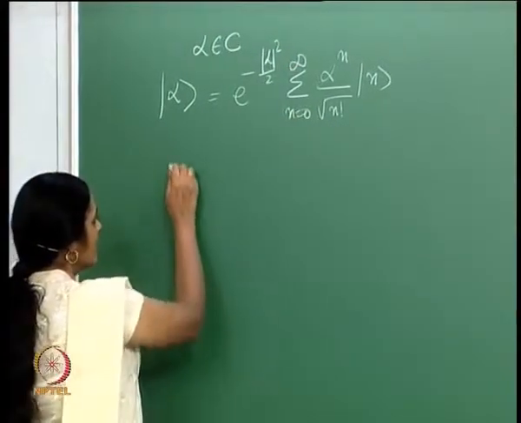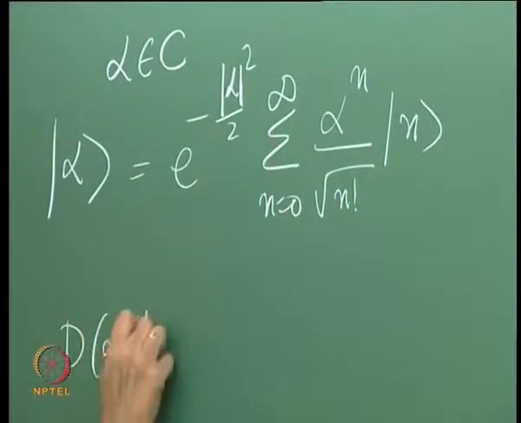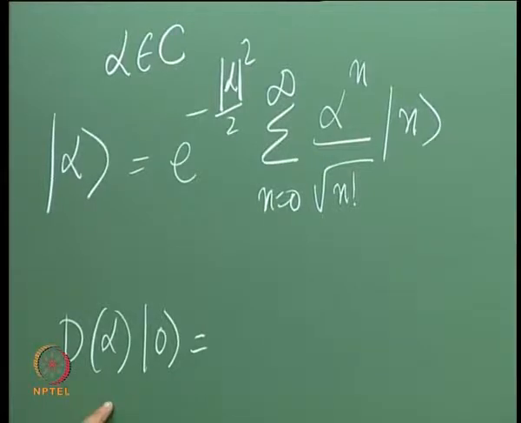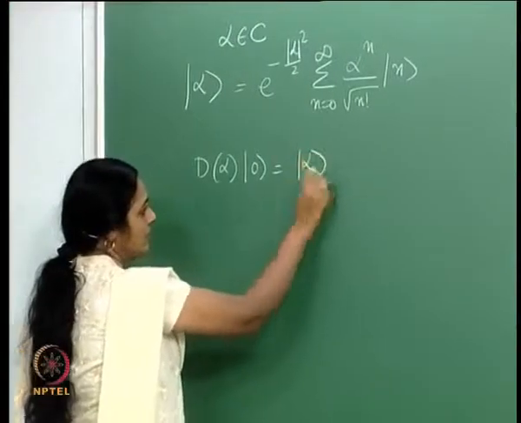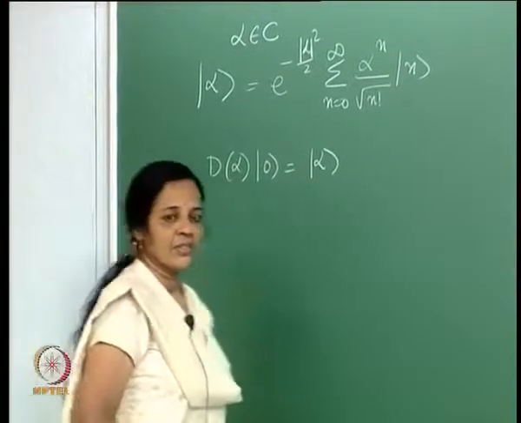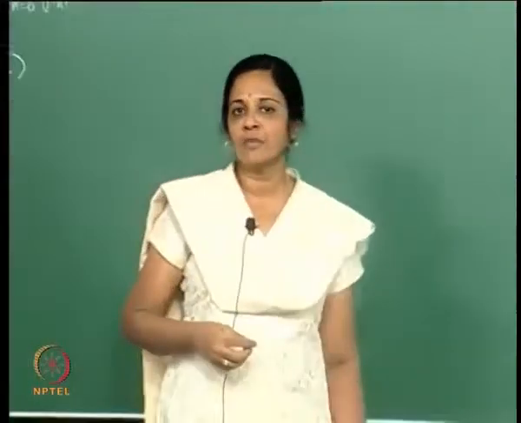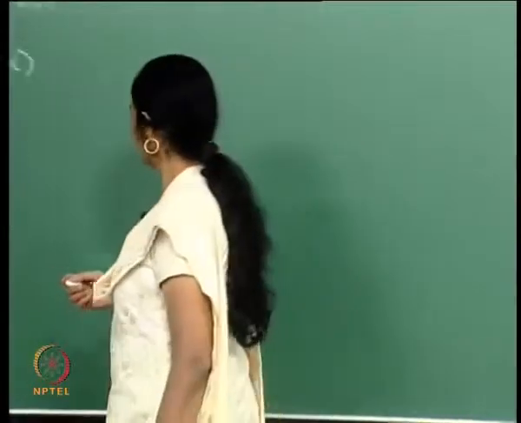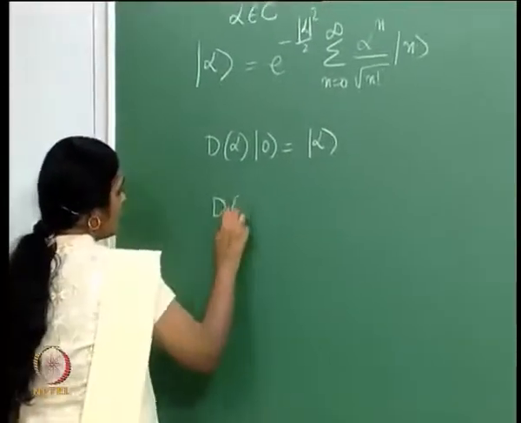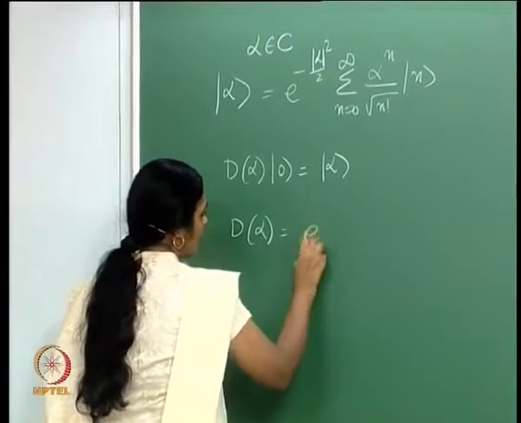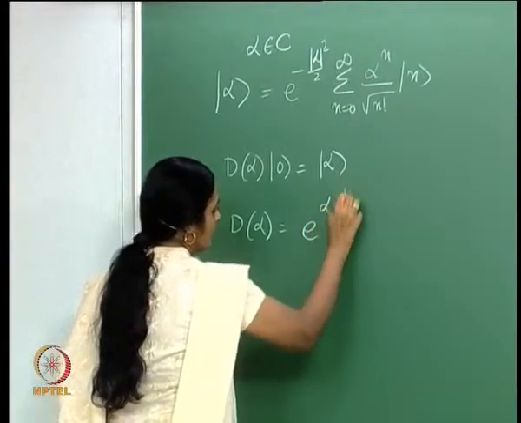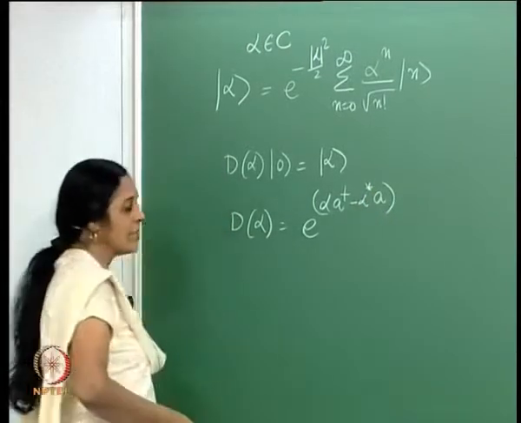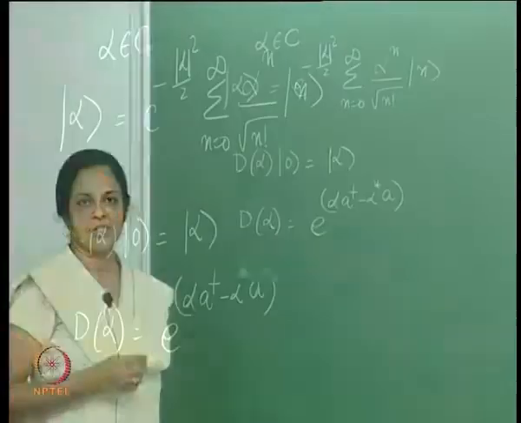This state could be got by the action of a unitary operator D of alpha on ket 0. So D of alpha on ket 0 gave me ket alpha. D of alpha is a unitary operator, and you will recall that D of alpha was e to the alpha a dagger minus alpha star a.